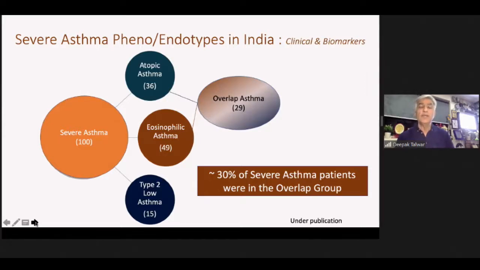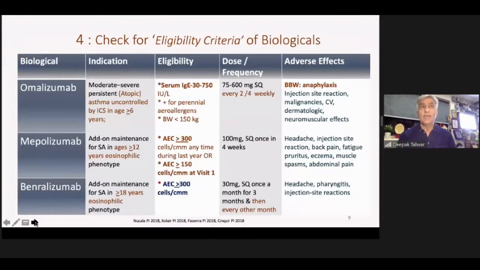But very importantly, the overlapping features of IgE-mediated as well as eosinophilic asthma were seen in nearly one third of these patients, which is called the overlap group. In such patients, patients are eligible for omalizumab as well as anti-IL-5 drugs, and two of them available in India are mepolizumab and benralizumab. So you look at the eligibility criteria. If the IgE levels are very high or body weight is more than 150 kg, then these patients are not candidates for omalizumab. Your only choice is to use anti-IL-5 drugs.